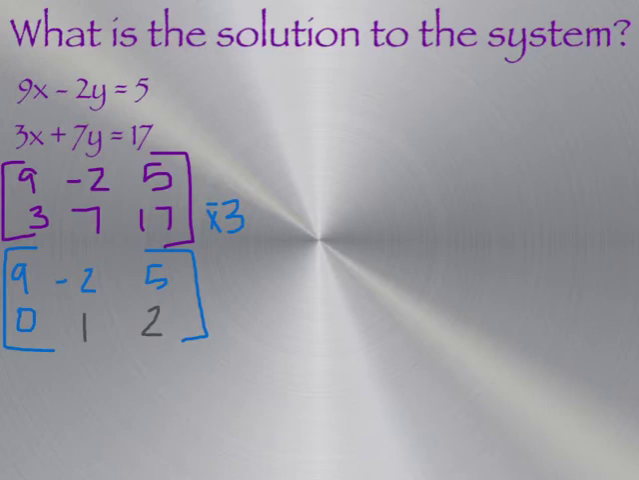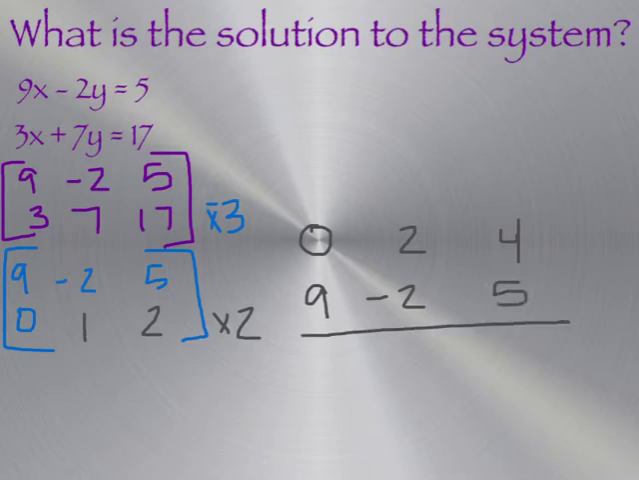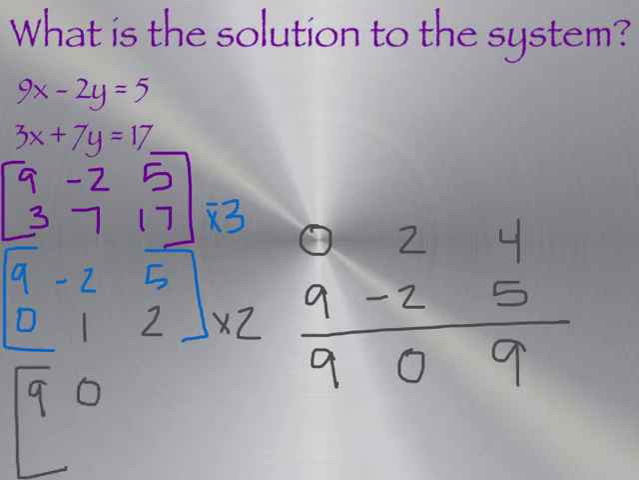Next, I need to try to get my 9s to get out of the way, or get my negative 2 to cancel out to 0. So I know that if I took my bottom row and I multiplied it by 2, I could add it to that top row. So I would have 0 times 2 is 0, 1 times 2 is 2, and 2 times 2 is 4. And then I have my 9, my negative 2, and my 5. I can add those straight down. I will get 9, 0, and 9. So this will be my new top row, 9, 0, 9, and I'll keep my bottom row 0, 1, 2.